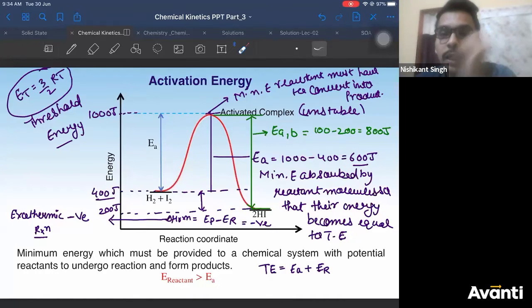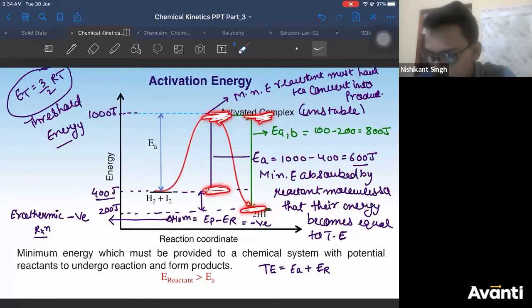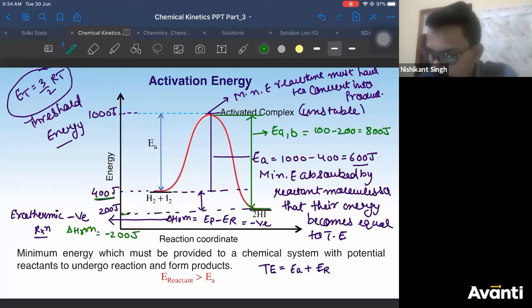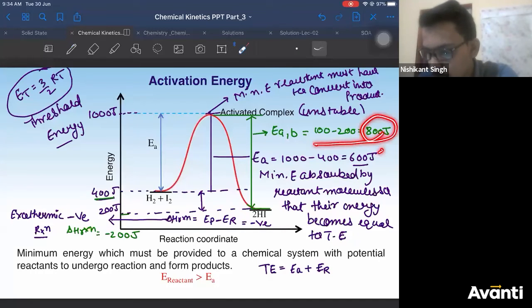Activation energy of forward reaction? 600 joule. Can you tell me what is the difference between activation energy of backward reaction and activation energy of forward reaction? When you subtract them, what is the value you will get? You will get 800 minus 600, 200, correct? And just now you calculated the enthalpy of reaction: 200 joule minus 400 joule. So your enthalpy of reaction was minus 200 joule. And the difference between these two, 800 joule and 600 joule, is also 200 joule.